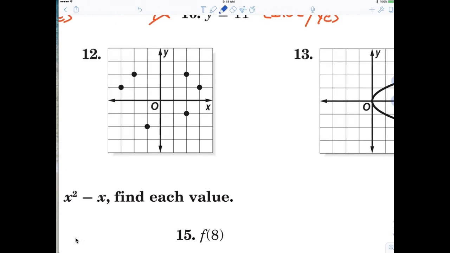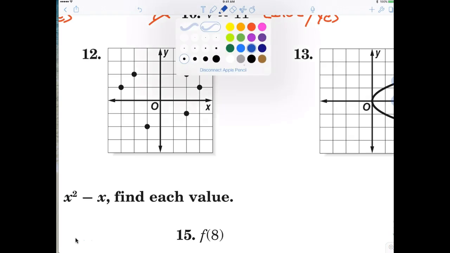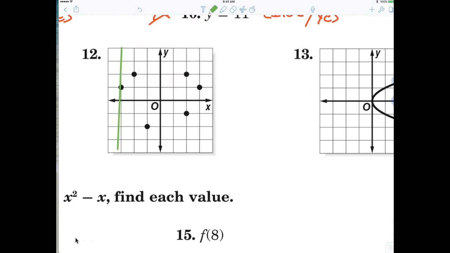Now on number 12. Is this a function so far? Yes, because every time I draw a vertical line, it only hits it at one spot. So far, good. And then all of a sudden I try this. This x coordinate right here has two y coordinates. So it only has to occur once, and it's not a function. Is everybody good with that? Yes. All right, so this one's no.